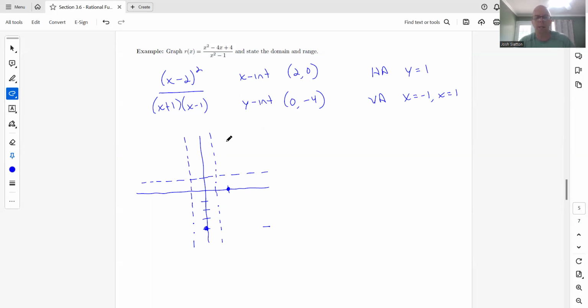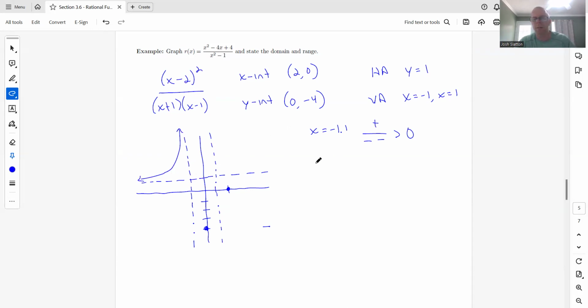So like we did last time, let's pick numbers on either side of each of the vertical asymptotes. So let's try x equals negative 1.1, just to the left of x equals negative 1. Now in this one, notice the numerator is always going to be positive because we're squaring that. So we don't really have to worry about that. So really we're just worried about what is the sign of the denominator. That will dictate the sign of the rational function. So plugging in negative 1.1, we have a negative and a negative, so this is going to be positive. So what that means is we are going to come up like that.